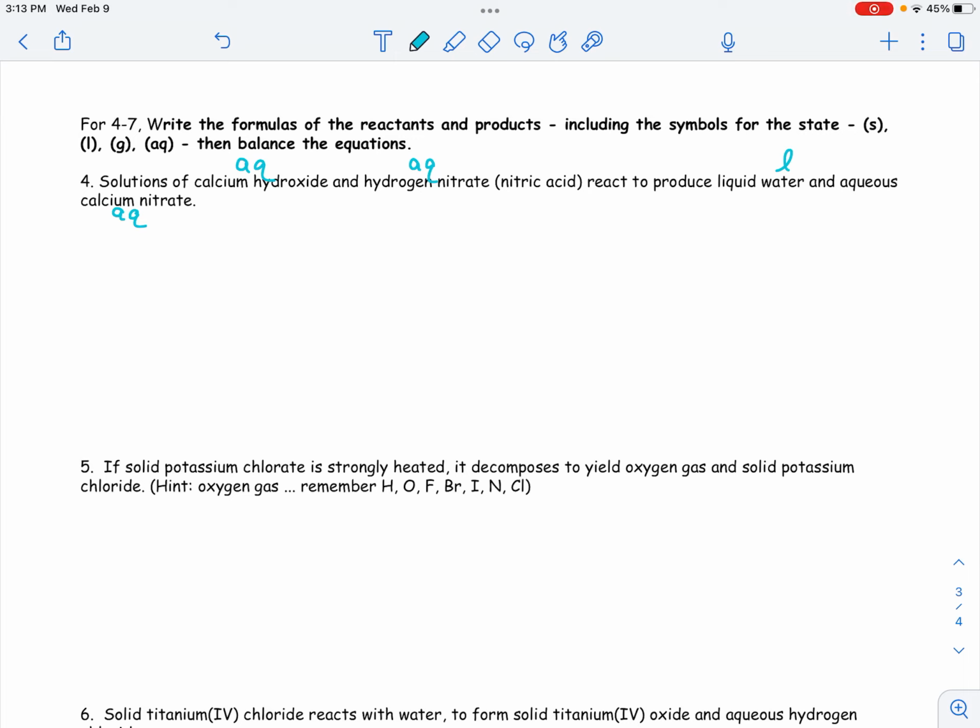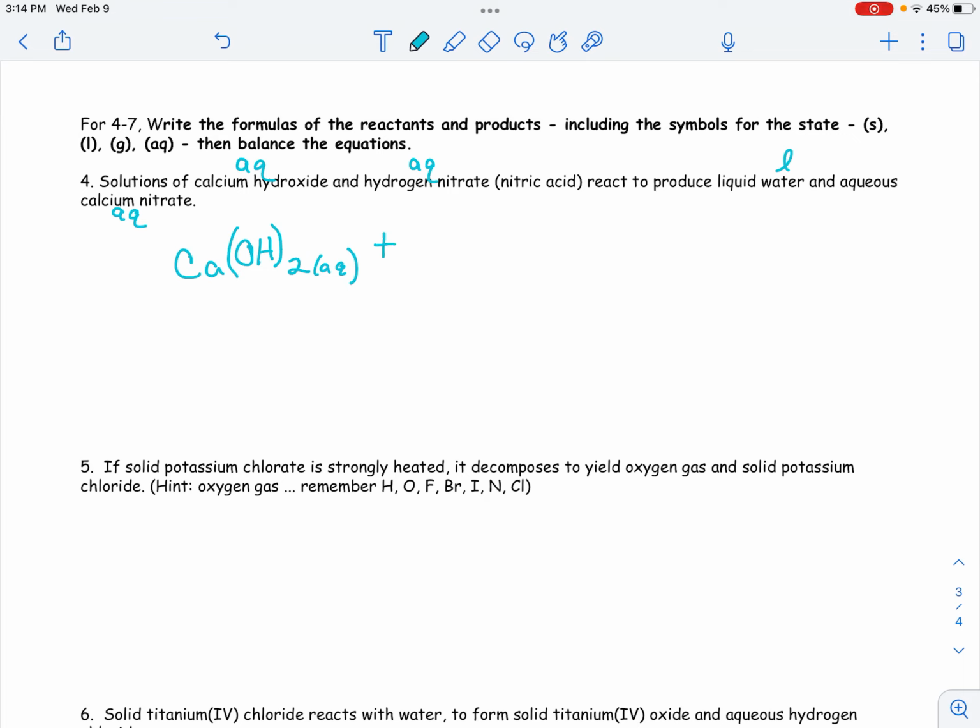So now I need to put calcium hydroxide. And so calcium, if you remember, has a +2. Hydroxide on my polyatomic ion sheet is a -1. So since calcium's a +2, that means I need 2 hydroxides to balance out the charge. Remember that this is aqueous. I almost forgot.